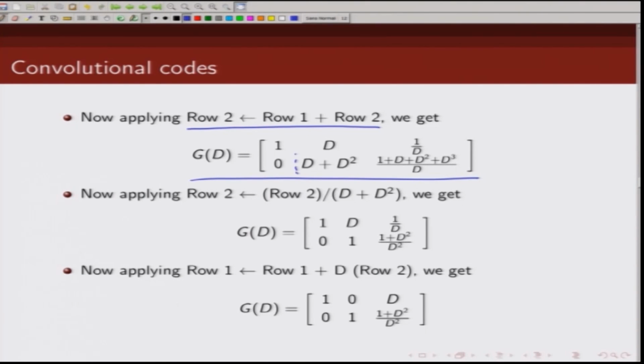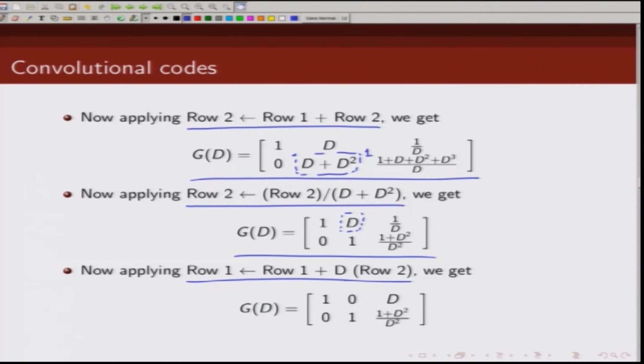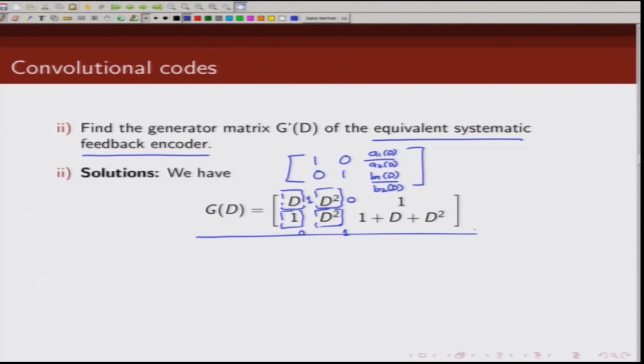Next, we would like to get a 1 here. How can we get a 1 here? We divide row 2 by this. So, we do this transformation that row 2 is row 2 divided by D plus D square, and once we do that, we get this. Next, we would like to get a 0 here, right. How do we get a 0 here? We multiply row 2 by D and add it to row 1. So, we do this transformation that row 1 is row 1 plus D times row 2, and when we do that, we get this. So, this is our equivalent systematic encoder for the generator matrix, this. Okay.